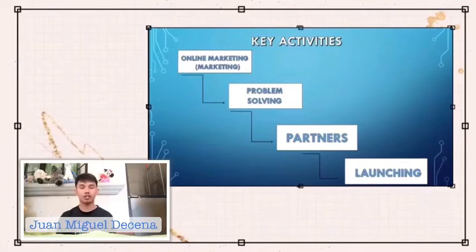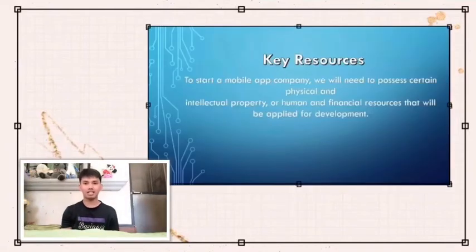And then third is partners. We encourage public institutions and private businesses to see that it is worth it to invest in our product. And the fourth is launching. Key resources. To start a mobile app company, we will need to possess certain physical, intellectual, human, and financial resources that will be applied for development.